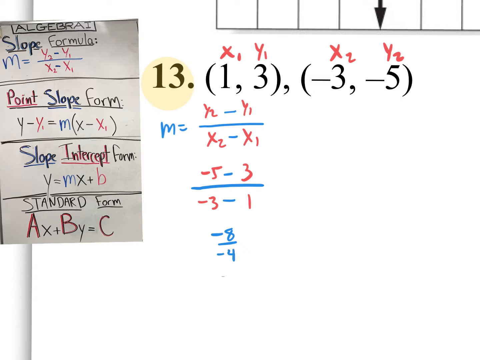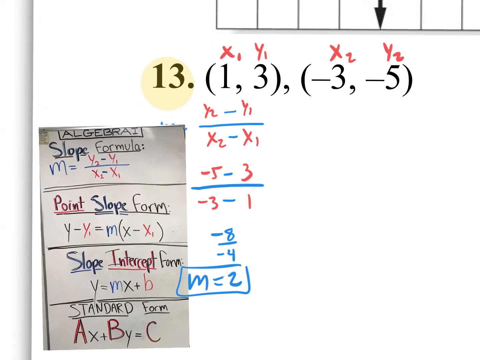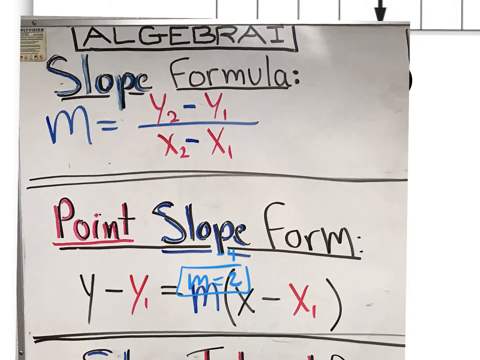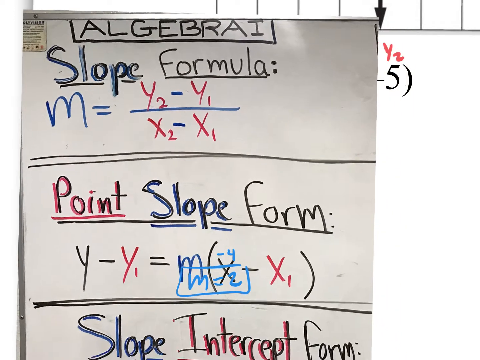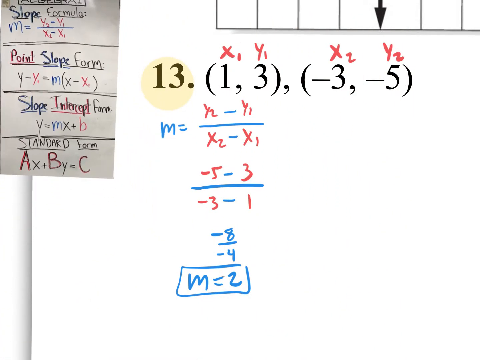So what do we have here? We have a slope. And what is the slope? -8 divided by -4 is +2. So we have the slope value, right? And that was just doing the top of the board right there, m equals y2 minus y1 over x2 minus x1.